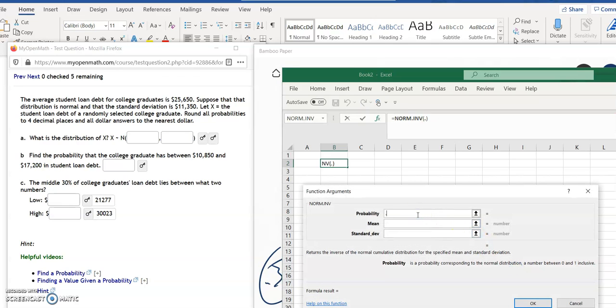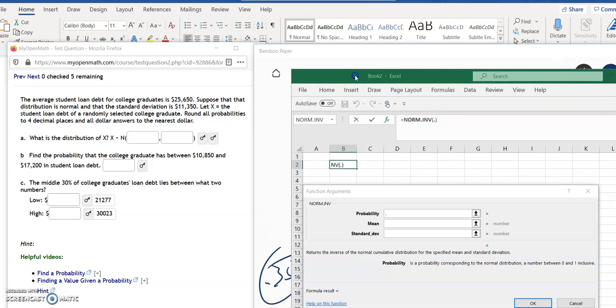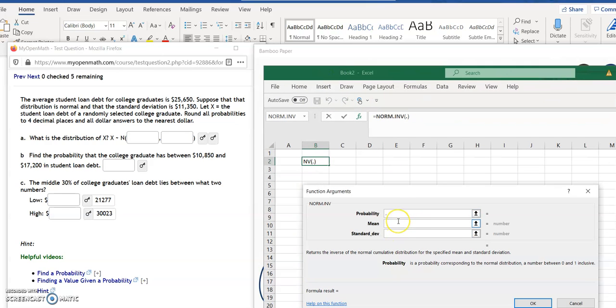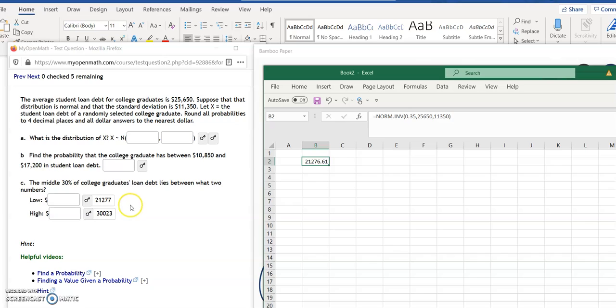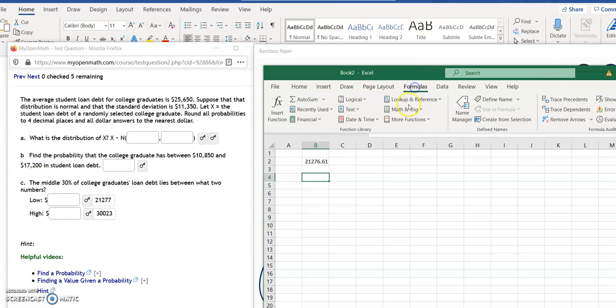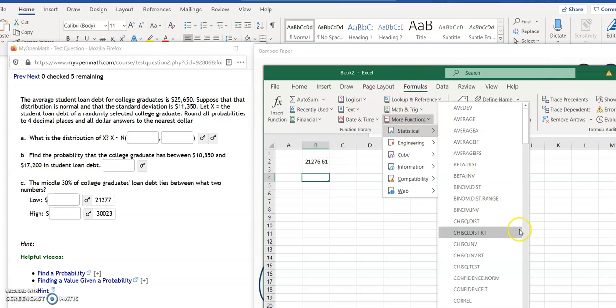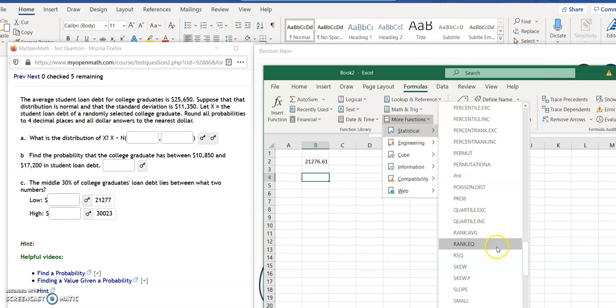Norm.inv, probability 0.35, mean 25,650, standard deviation 11,350. There's the first one, rounded to the nearest number, 21,277. And then for the higher one, do the same thing, more functions, statistical, using 0.65, which is 0.35 plus 0.3.